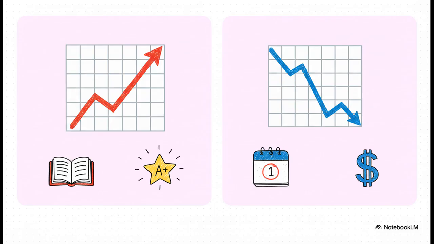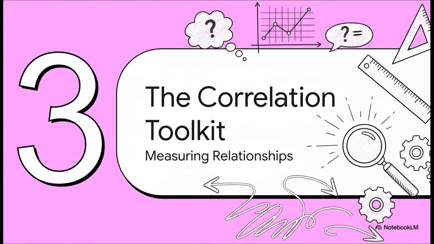Let me give you two super simple examples. For a positive correlation, think about this. The more time you spend studying, the higher your exam score tends to be. They go up together. For negative, think about a car. As its age increases, its resale value goes down. They move in opposite directions. See? Pretty straightforward.